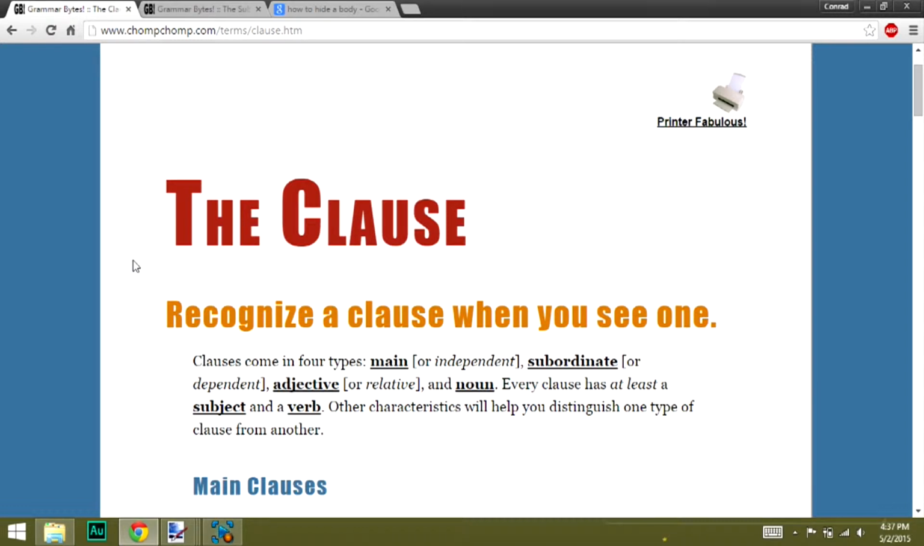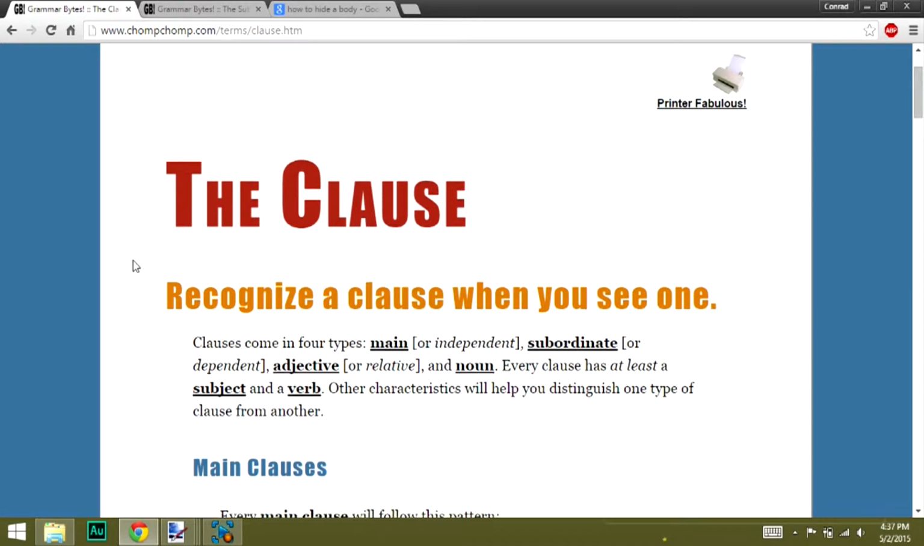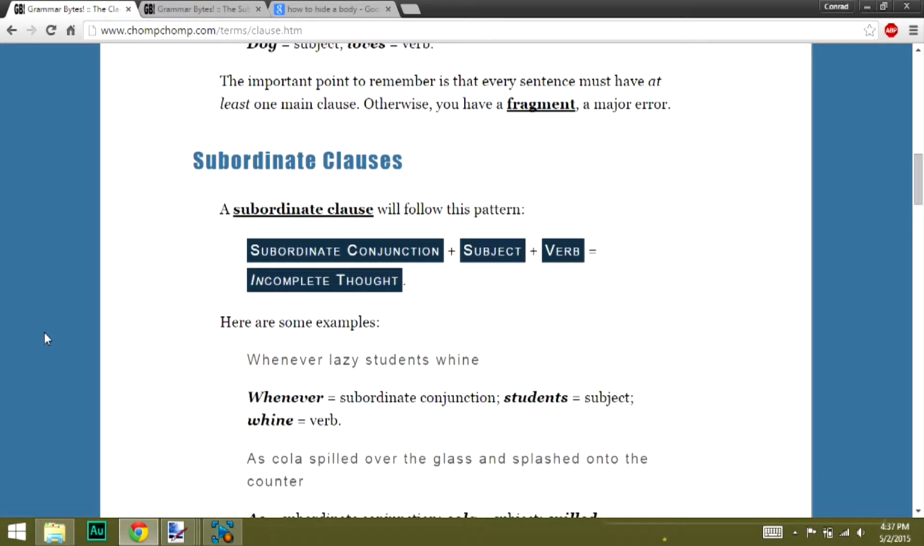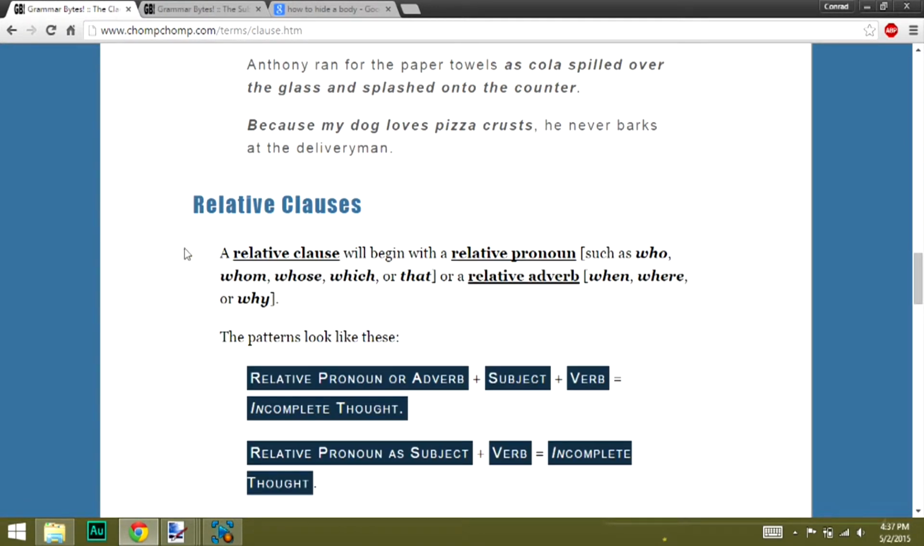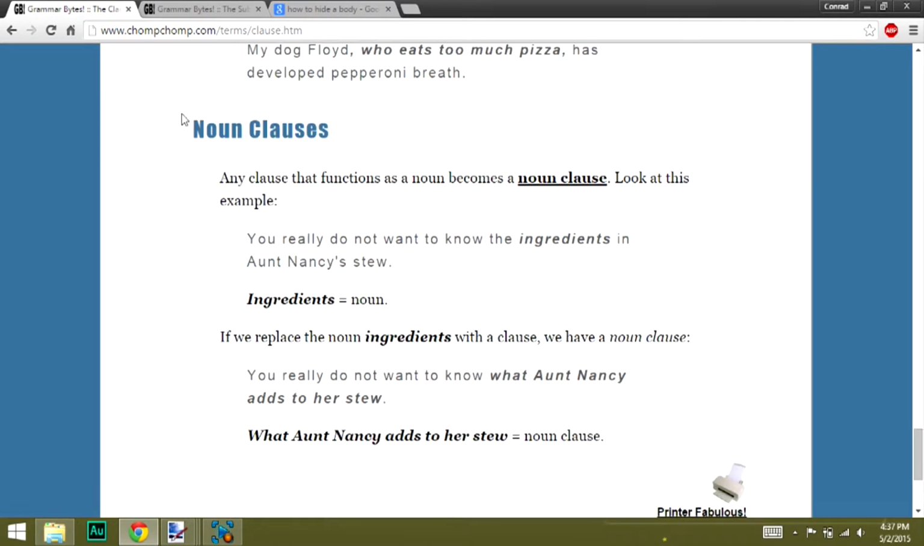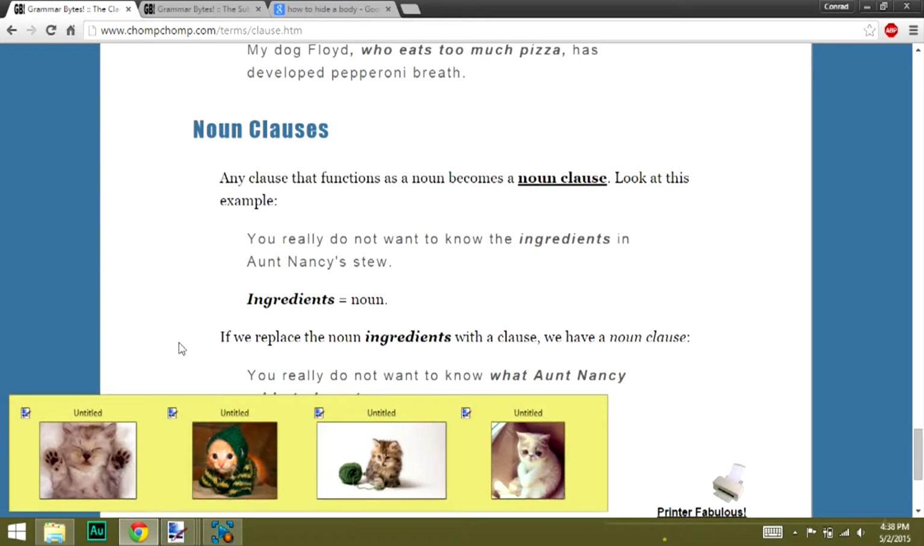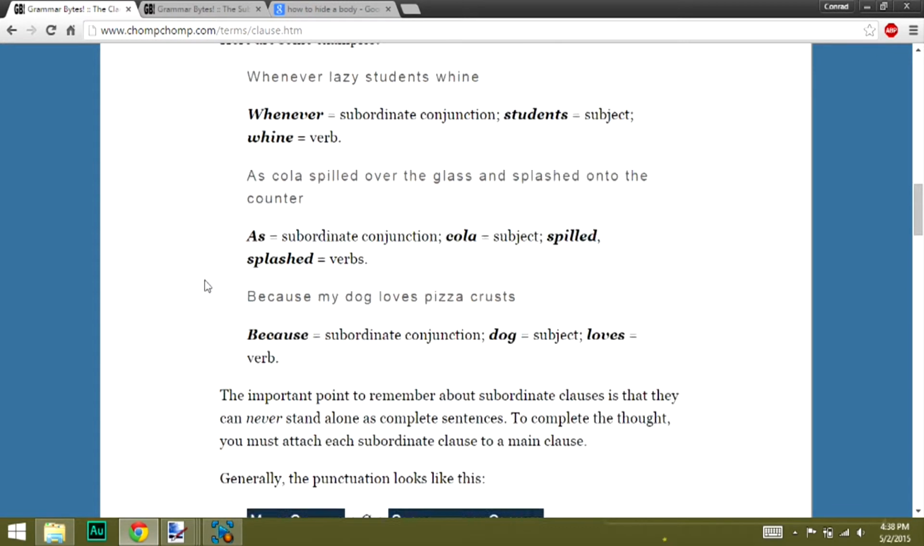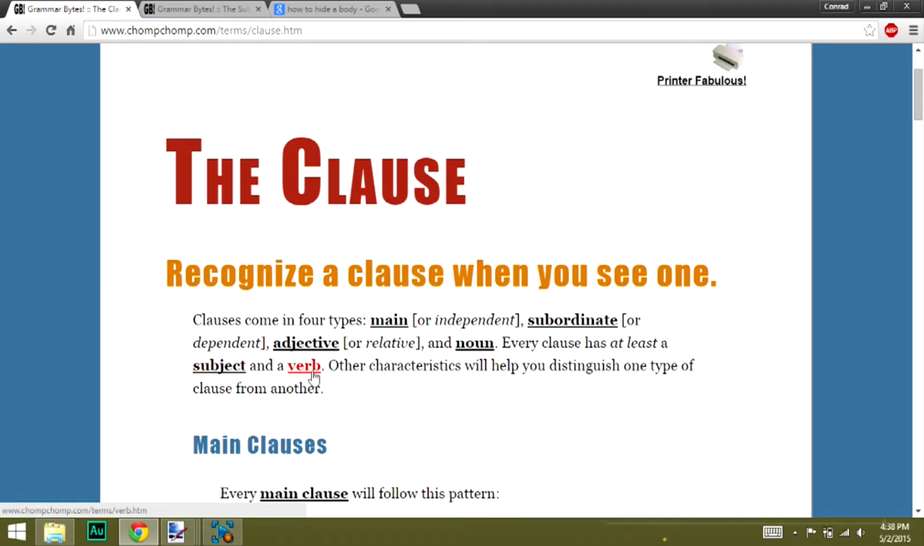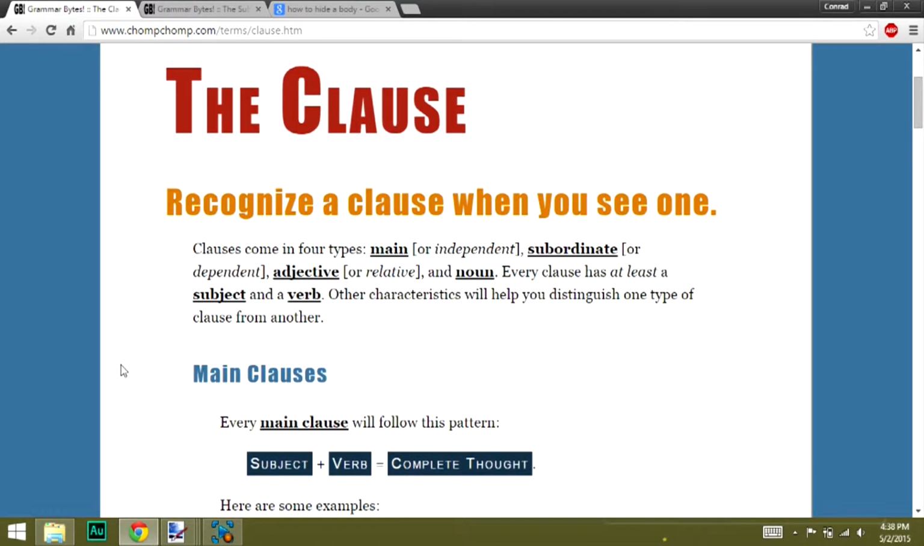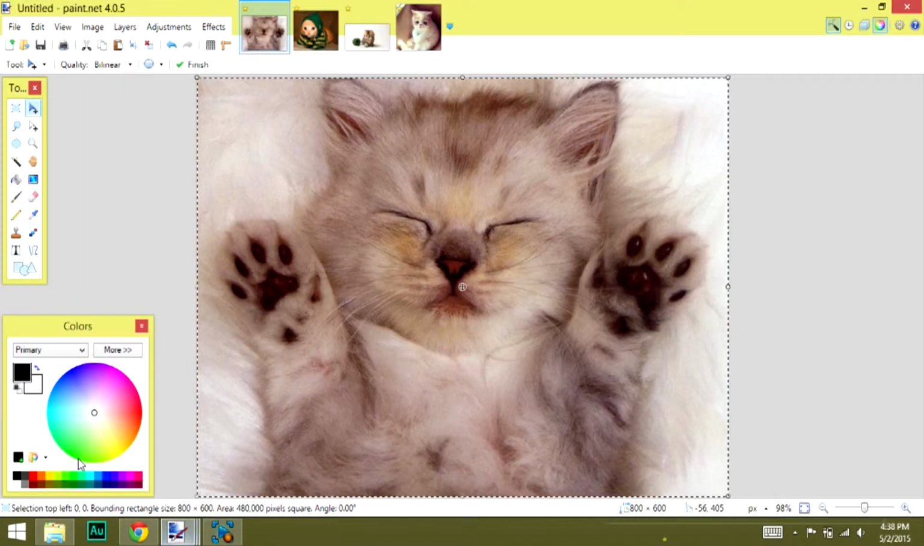Now, the reason we're doing the clause is because clauses are one of the more obscure parts of grammar, and we want everyone to know what a clause is. So, there are four different types of clauses: main clauses, subordinate clauses, relative clauses, and my personal favorite, noun clauses. What makes all of these clauses is that they have a subject and a predicate, as shown on the screen right there. Okay? And so we'll go right into explaining independent clauses.